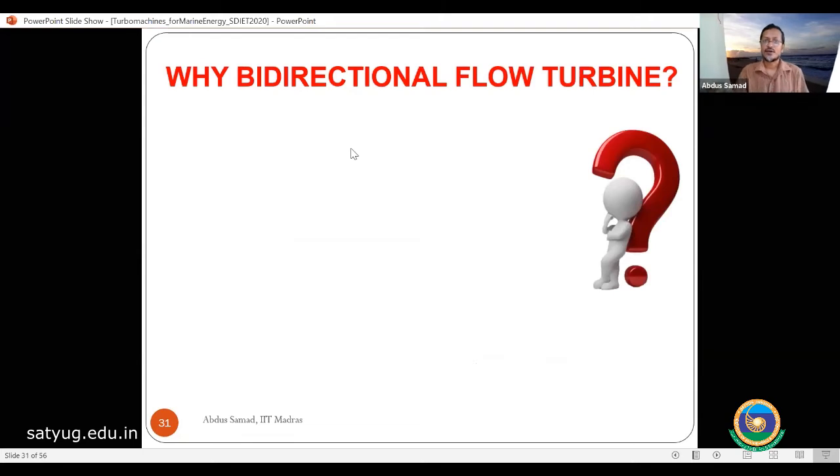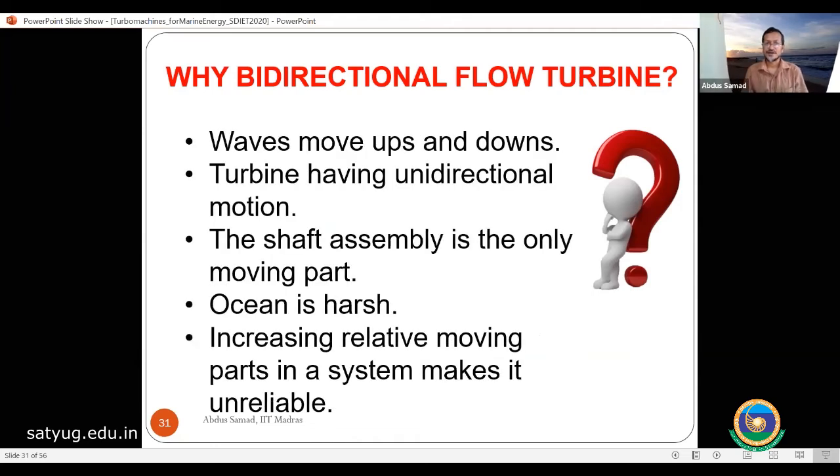Okay. Now, why bidirectional flow turbine? Bidirectional flow turbine I already explained. If the flow direction is changing, the turbine cannot rotate in both directions, clockwise and counterclockwise, so we cannot use this one. So waves move up and down. Turbine is having rotational motion. The shaft assembly is the only moving part.